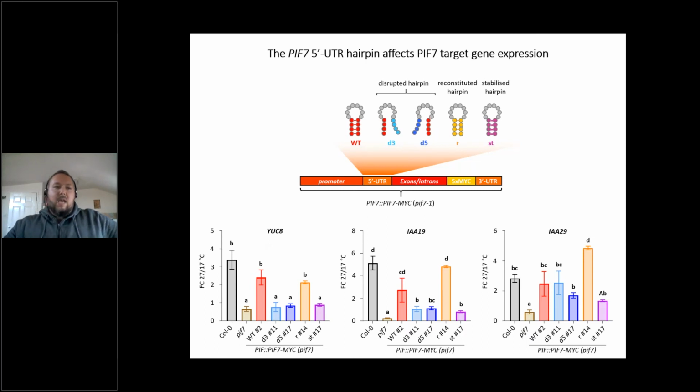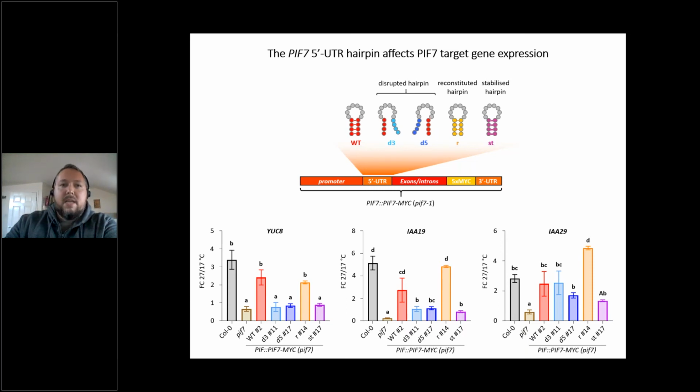And when we looked at their expression in our hairpin mutants, we found that at least for YUCCA8 and for IAA19, we saw a nice increase in their levels in the wild type line and also in the line with the reconstituted hairpin. But this induction was almost completely gone in the disrupted hairpin lines as well as the stabilized hairpin lines, again being in good agreement with in vitro data and also protein accumulation data.